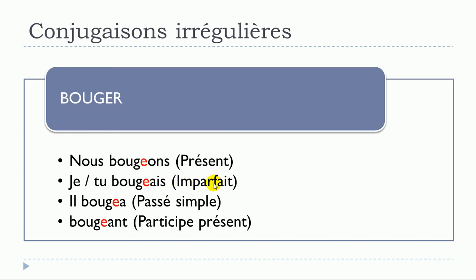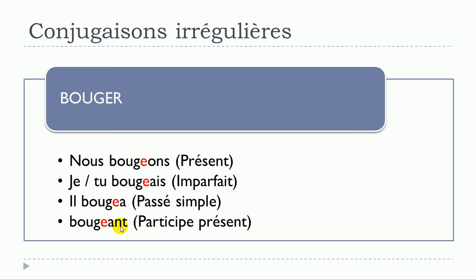If you're talking about imparfait, then I did put this je and tu, actually, but we will see a bit later that we'll have more forms affected by it. But for the same reason and with the same tool, adding this E, we will have the phonetical connection with the infinitive. Je bougeais, tu bougeais. All right. For the passé simple, it will be exactly the same thing. So I did put this il, but then we'll see that other persons are concerned as well. Il bougea. Okay. So exactly the same thing here for the participe présent. So we will get bougeant.